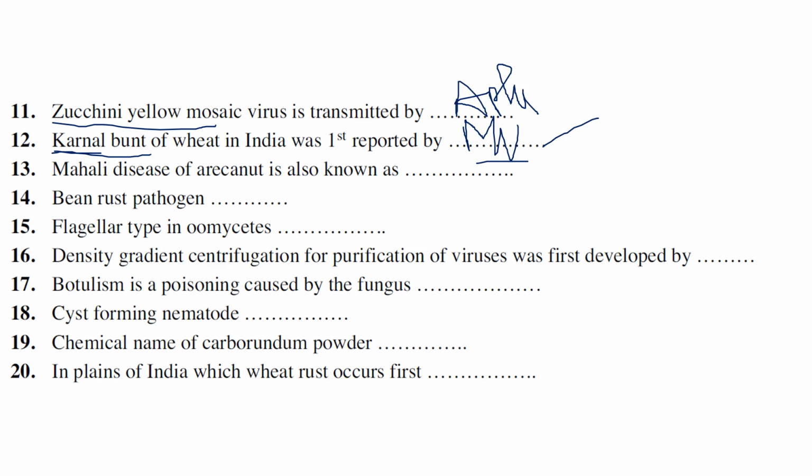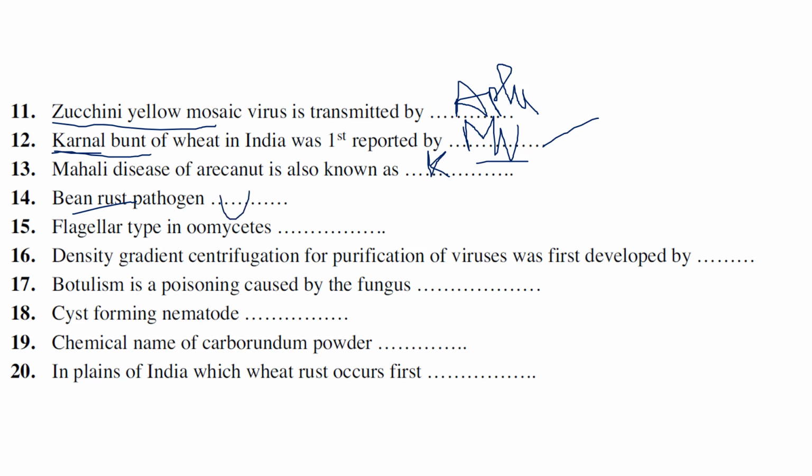The next one: Mahali disease of areca nut is caused by... Mahali disease of areca nut is also known as Koleroga disease. Next, the bean rust pathogen. There are various kinds of rust, like bean rust, flax rust, linseed rust, but they are asking just about bean rust. Bean rust is caused by Uromyces appendiculatus.